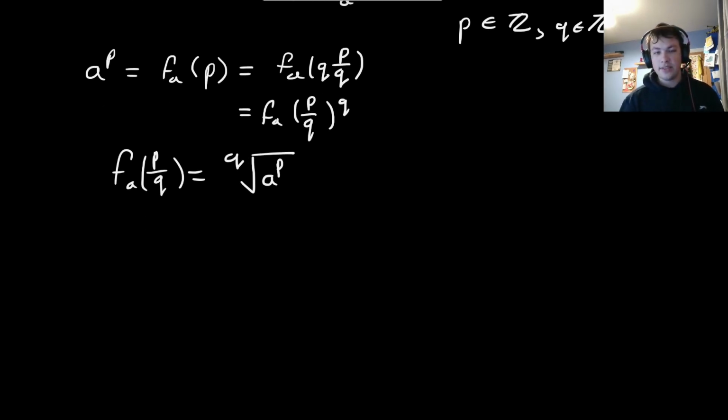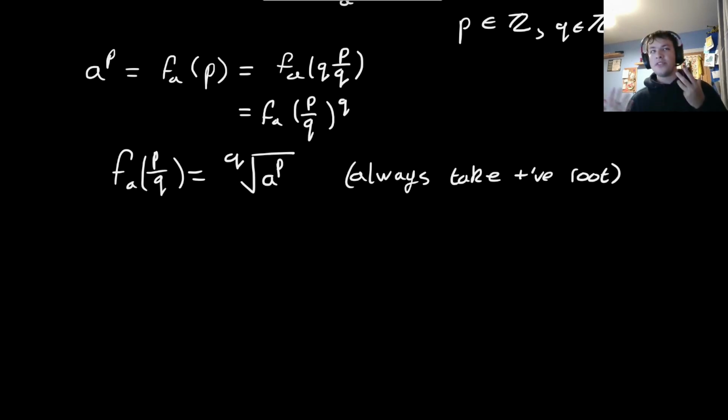And note that we always have to take the positive root, because for most rational numbers, there is no negative root to this equation, right? Obviously, if q is a multiple of 2, then it's fine, but q is not always a multiple of 2. So we always take the positive root for continuity reasons. Otherwise, our function is going to jump around as x varies.